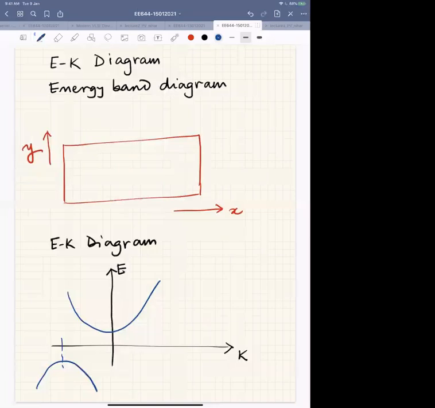If this is the K equal to 0 point, this is towards the 100 direction, towards the X value. Anyway, this part we have discussed. The EK diagram is nothing but the energy of an electron or the energy of a hole plotted as a function of momentum, right? This EK diagram will be the same at every point in the semiconductor. If you want to draw the EK diagram at this point, it will be the same, because the EK diagram is an intrinsic property of the semiconductor.